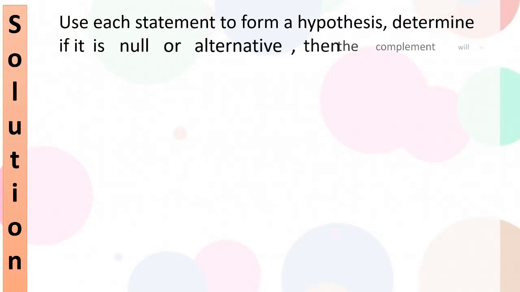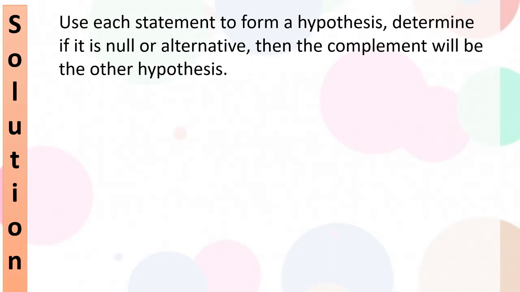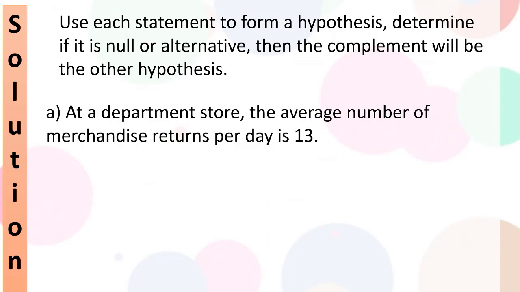So, we're going to use each one of these statements to form a hypothesis, and then we'll determine whether it's the null or alternative hypothesis, and then of course the complement to that will be the other hypothesis. So for the first one, at a department store the average number of returns per day is 13. Let's pick up on our key words here. We see average, and we see the word is with the 13. Is not a greater than, it's not a less than, it's an equal to. So this is mu equals 13.